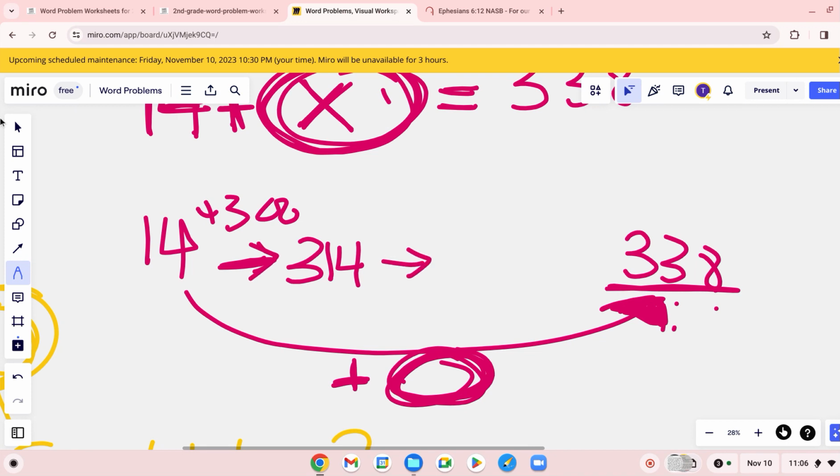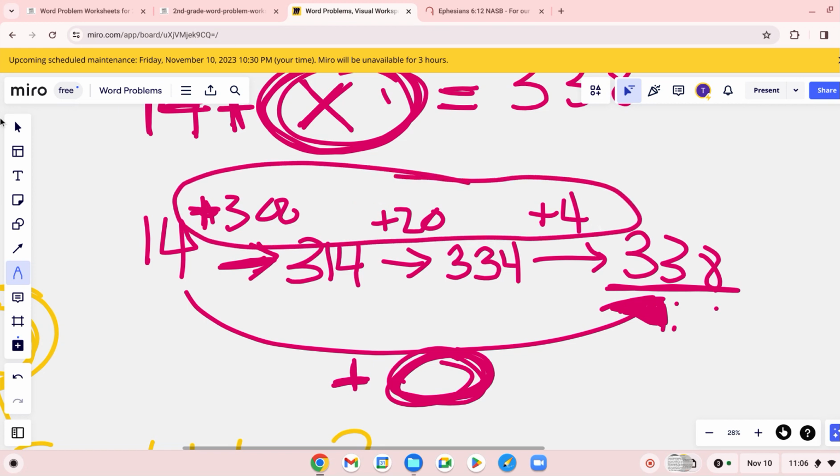What does that mean? In number form, in standard form. 20. You add 20. So 314 plus 20 will give you what number? 334. Correct. And in the ones you add 4 more. What would that give you? 338. You understand? So now the missing number is all this addition combined.